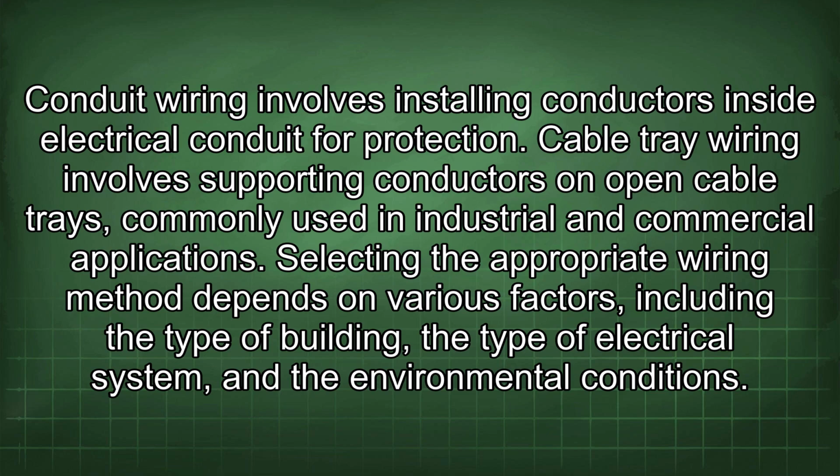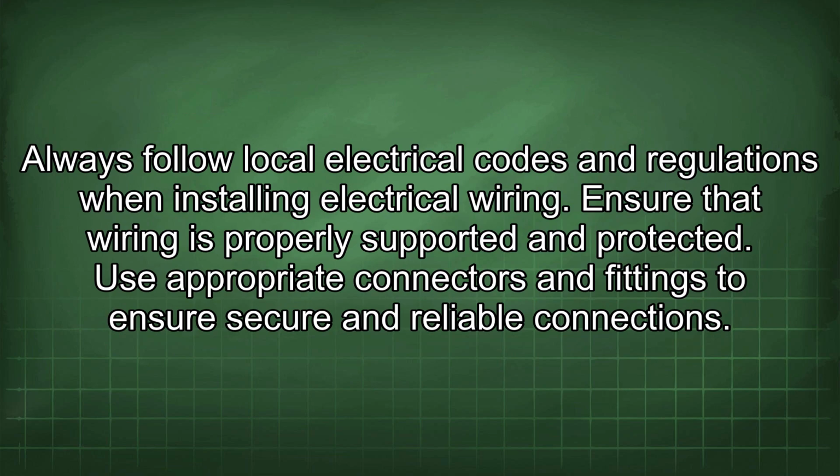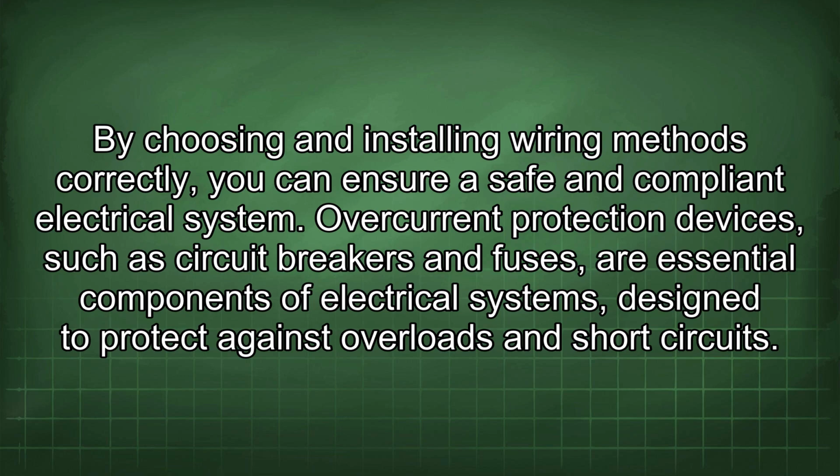Selecting the appropriate wiring method depends on various factors, including the type of building, the type of electrical system, and the environmental conditions. Always follow local electrical codes and regulations when installing electrical wiring. Ensure that wiring is properly supported and protected. Use appropriate connectors and fittings to ensure secure and reliable connections. By choosing and installing wiring methods correctly, you can ensure a safe and compliant electrical system.